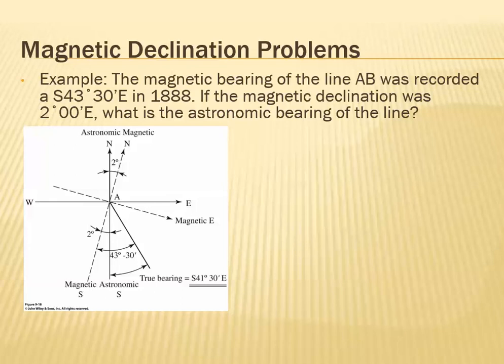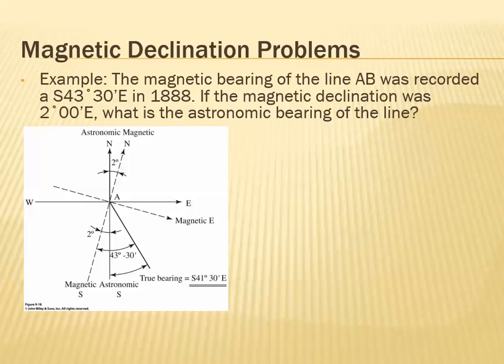So let's say that you found the survey from a while back and you figured out, actually, well, let's do this example. The magnetic bearing of the line AB was recorded as south 43 degrees 30 minutes east in 1888. If the magnetic declination, so you looked it up online and you were told that the magnetic declination was 2 degrees east, what is the astronomic bearing of the line? So what does this mean? It means that from north, you're going to push your axis 2 degrees towards the east. And this is what the people who made the survey had whenever they made it.